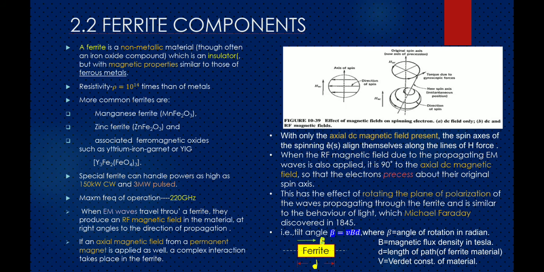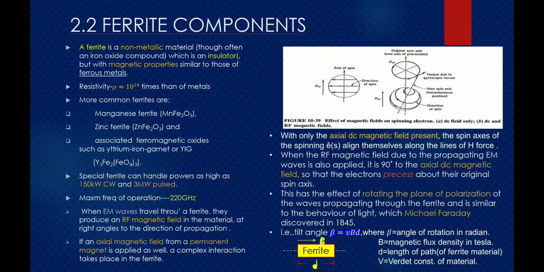When electromagnetic waves travel through a ferrite, they produce a radio frequency magnetic field in the material at right angles to the direction of propagation. If an axial magnetic field from a permanent magnet is applied as well, a complex interaction takes place in the ferrite. That is shown in the adjacent figure.